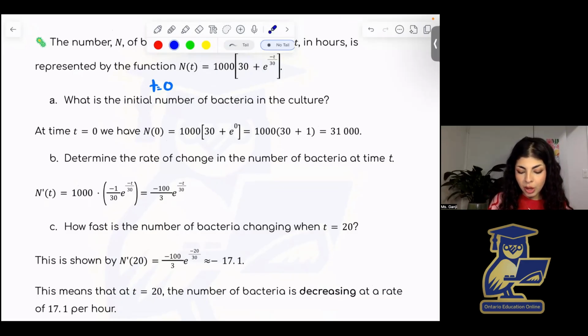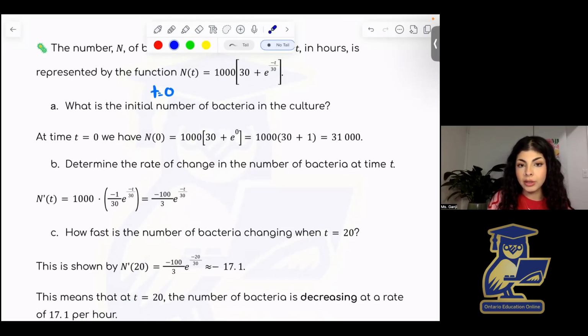And based on what we just saw, this one is just our natural exponential function, so we don't have a natural log of e. And so then I'm left with negative 1 over 30, which is the derivative of the exponent, and just the function itself, which is e to the power of negative t over 30. And then here I've just simplified this with that 30 and the 1,000. And this is my derivative function.